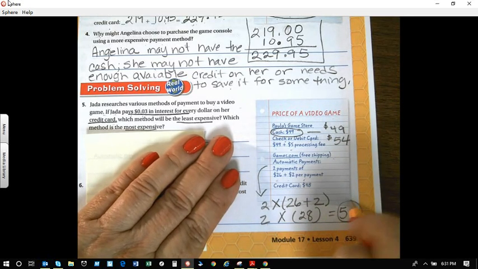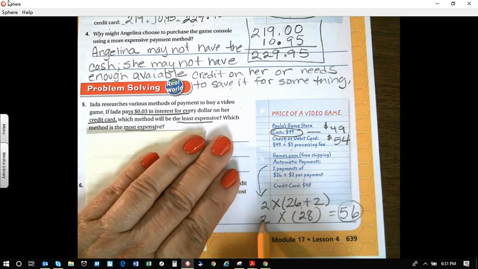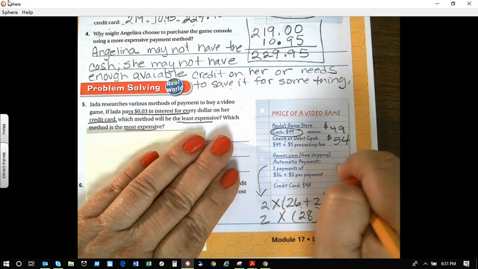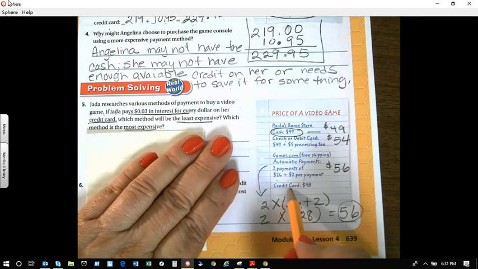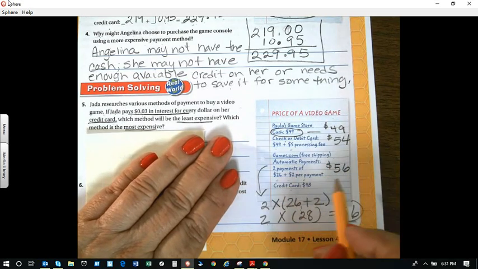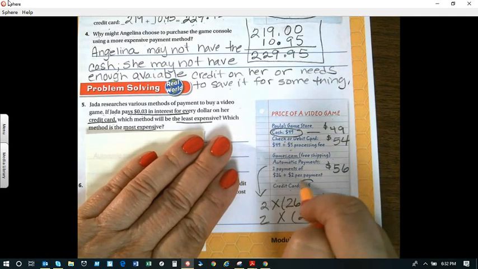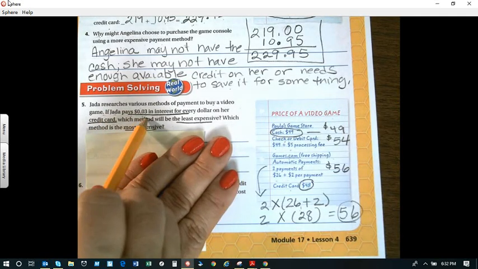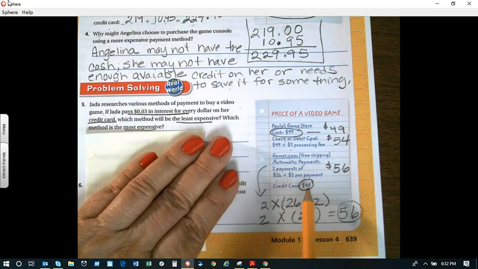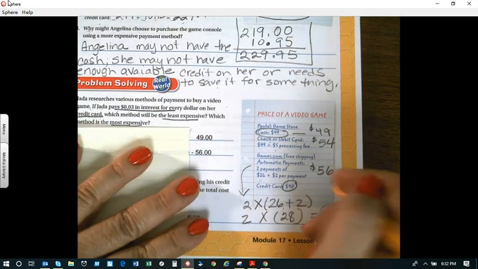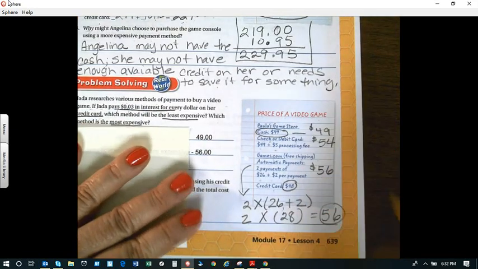So if you couldn't figure that out, 2 times 8 is 16. Carry my 1. 2 times 2 is 4 plus 1 equals 5. So this is going to be $56. Now, on the credit card, it says that it's $48. But over here, it's reading that there's going to be 3 cents to every dollar on the credit card. So with this one right here, I need to multiply. And I'm kind of out of space.